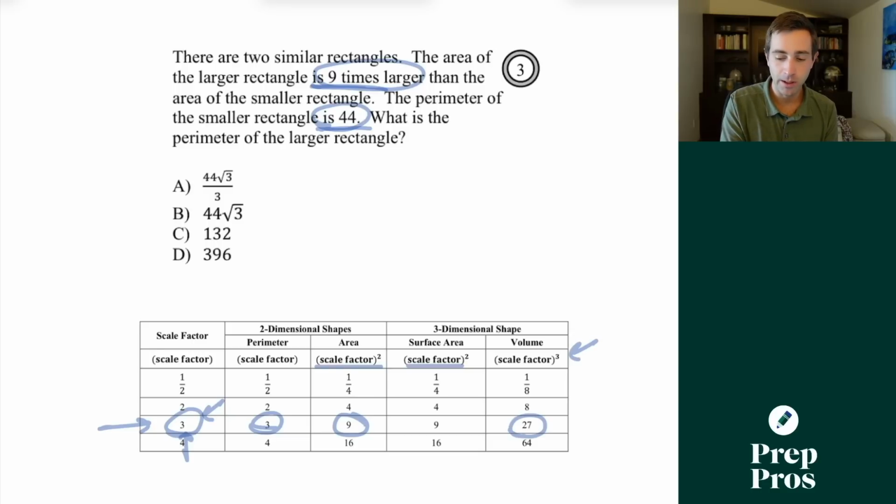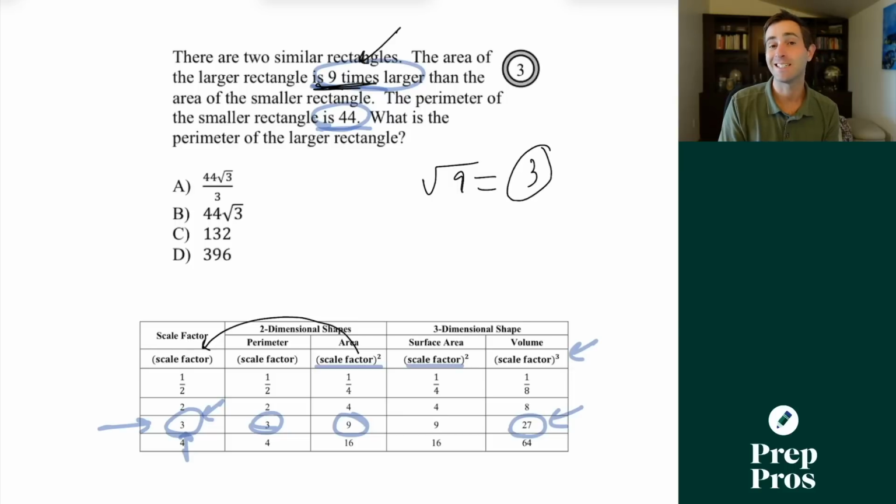Volume is in cubic units, so our volume multiple is going to be our scale factor cubed. So therefore, if we had a scale factor of 3 and this was a 3-dimensional object, our volume would be 27 times greater. So here, since we know our area multiple is 9, we'd want to take the square root of 9 because we have to work backwards to find our scale factor, which is going to give us 3. That's going to tell us our scale factor. Now we know the first one's perimeter is 44, so we simply can do 44 times 3, and that's going to give us our correct answer here.